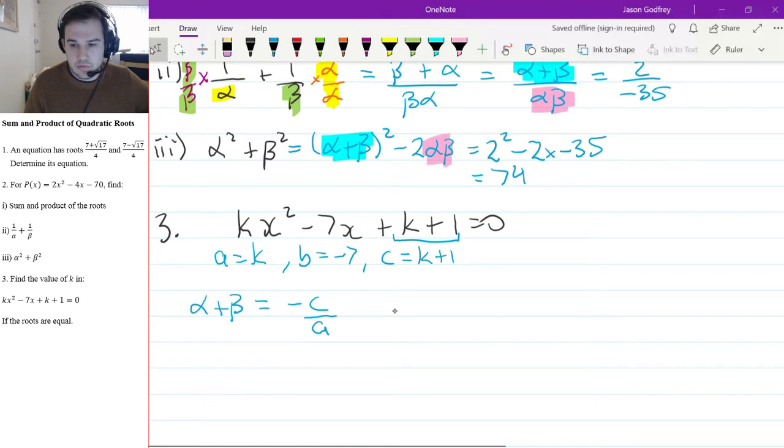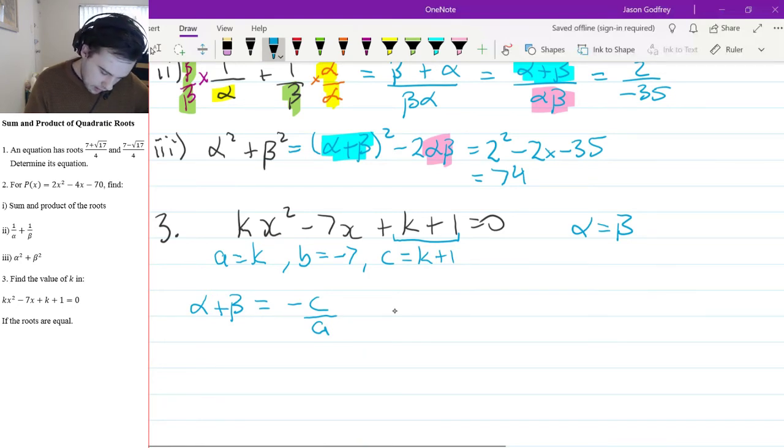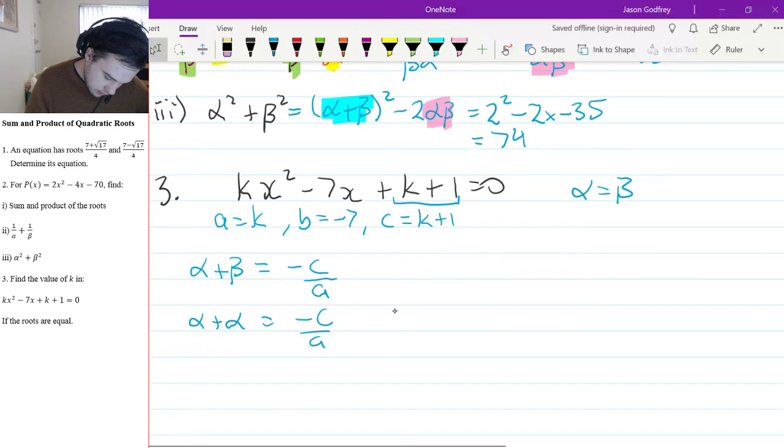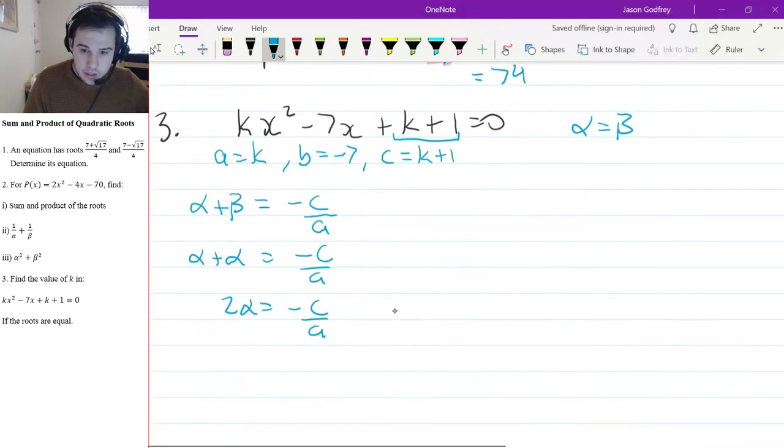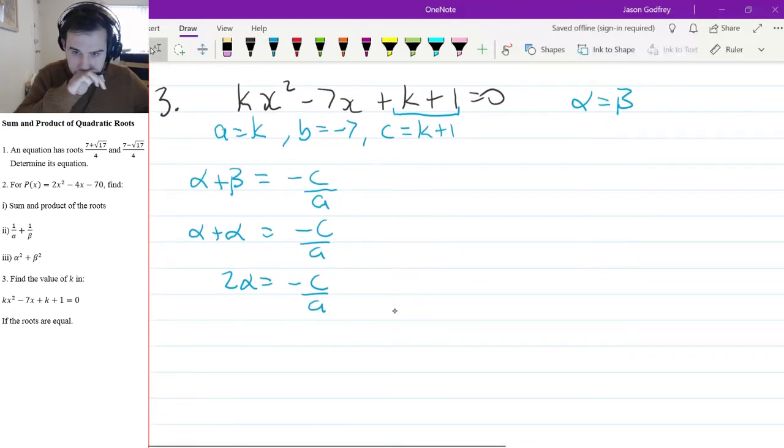But there was an extra piece of information. It said that the roots are equal, right? So that means alpha and beta are actually equal each other. Alpha equals beta. So what this means is everywhere we see beta, we can replace it with alpha. So this is actually alpha plus alpha equals negative c on a. So that's like terms. 2 lots of alpha equals negative c on a.